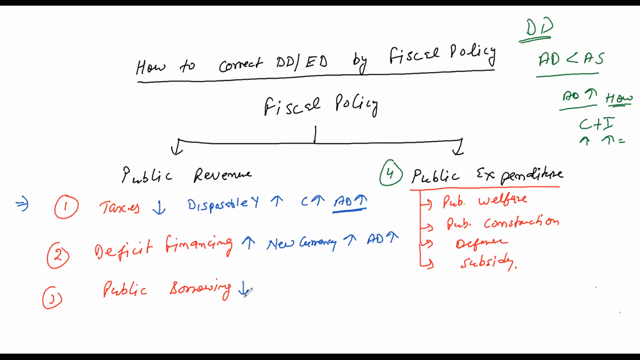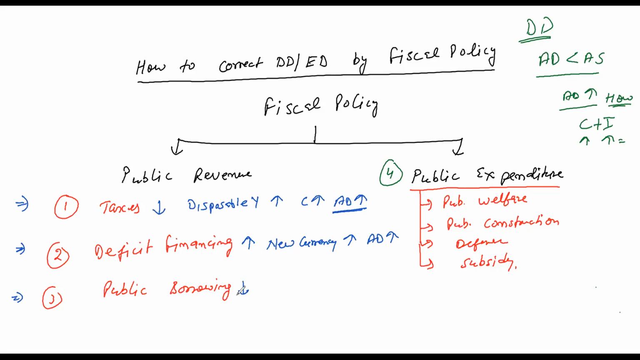So I hope you understand the 3 points. Listen again. First, government should decrease taxes. Second, deficit financing should increase. And the third, public borrowing should decrease. It means government should take less loan. And then, the next point is public expenditure.